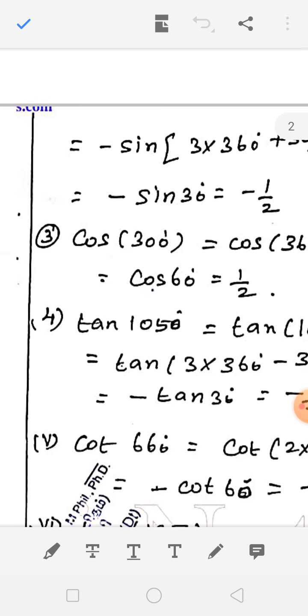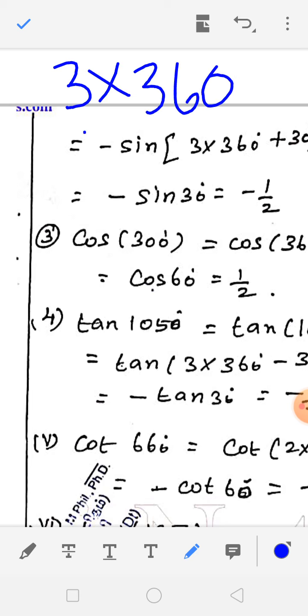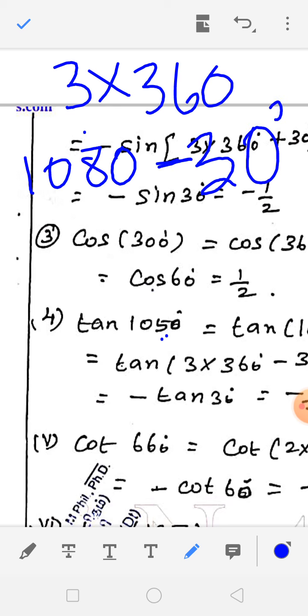Okay. So tan of 1050. So more than 1000. So more than 1000 means we have to use 360 multiplied by some number. So 360, okay, if I do 3 into 360, what is the answer? 3 into 360, 1080 we have. So here I want to put a sign. Here 1050. So I put 30 degree here now. I put minus. So 1080 degree minus 30 degree, I can get 1050 degree.